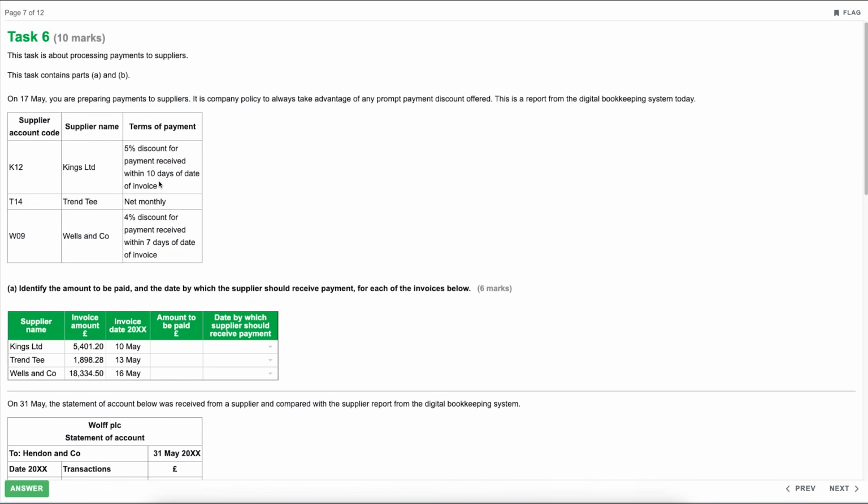Now the payment terms state that we can have a 5% discount for payments received within 10 days of the date of the invoice. Now if the invoice date is the 10th of May and we're on the 17th, we are in the period at which we could take that prompt payment discount. Because it's company policy to take advantage of them where they exist, we would obviously try and take that 5% payment discount. So the amount to be paid would be the invoice amount of £5,401.20 minus the 5% discount.